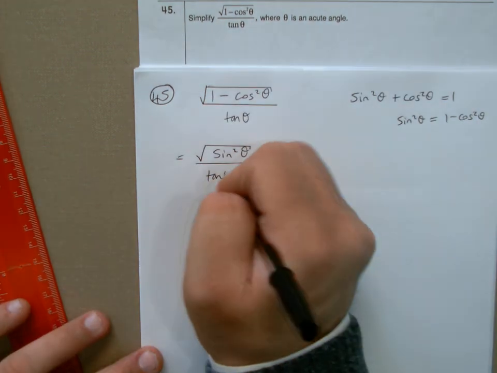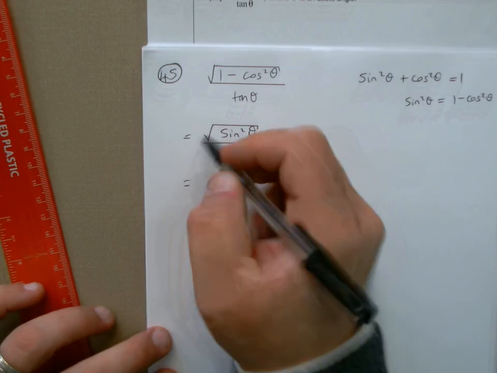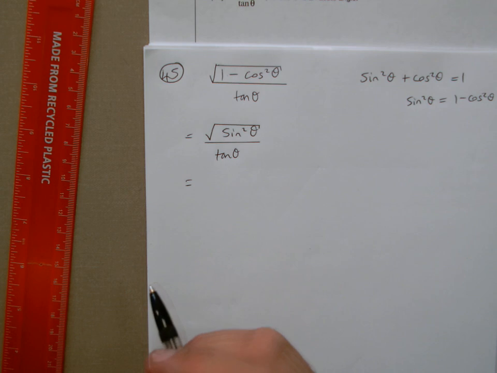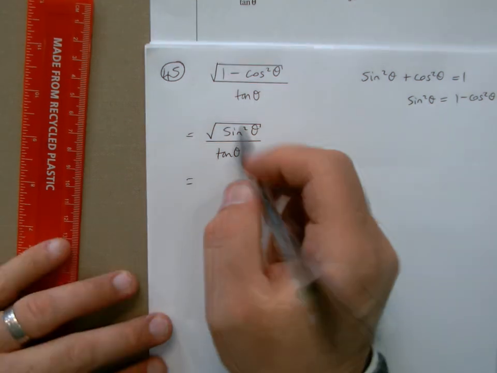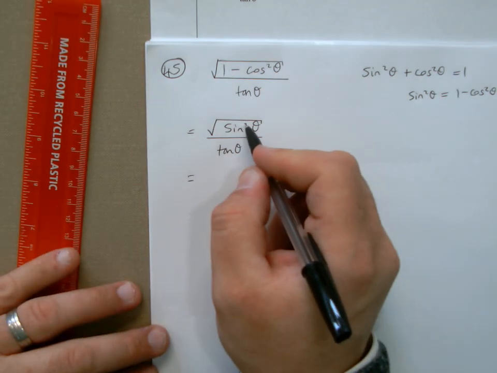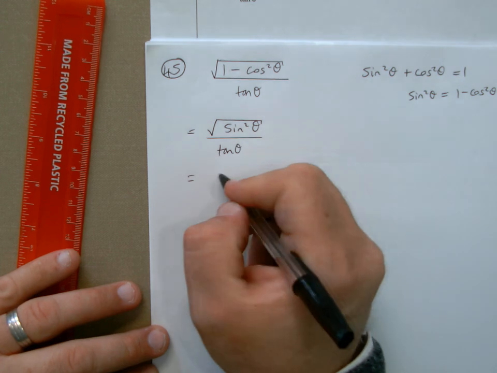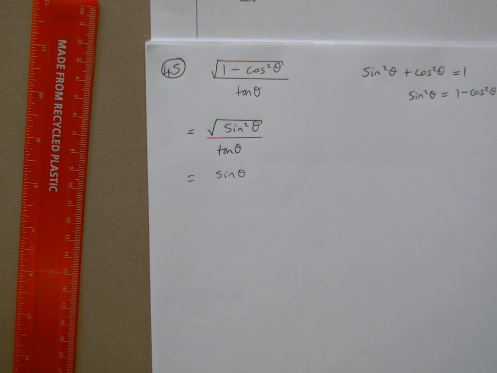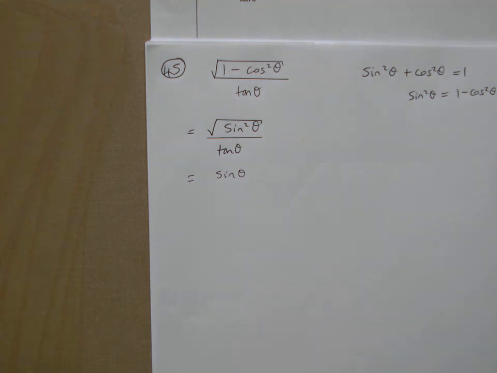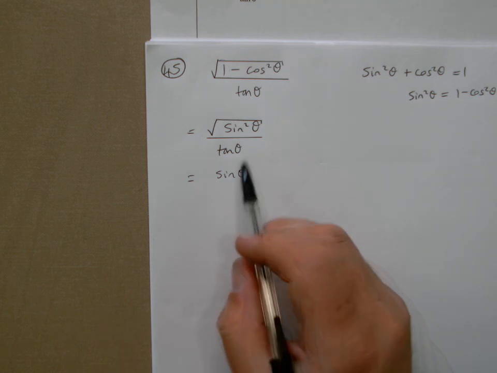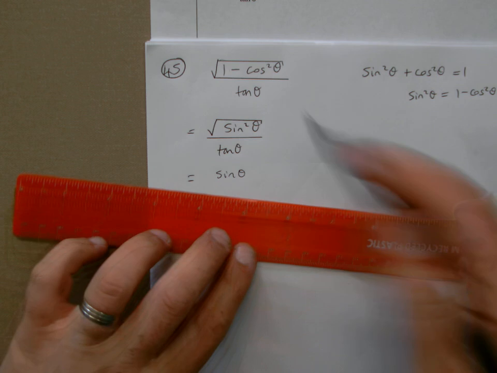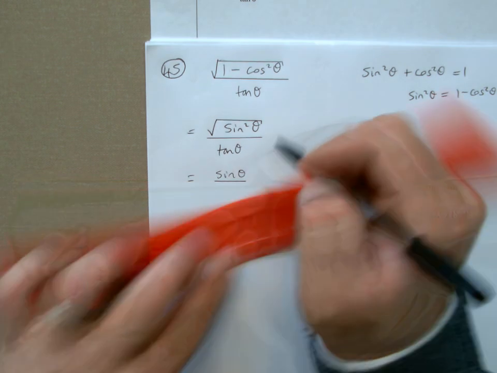over tan theta. Now, notice that I've got sine squared theta and then I'm square rooting it. So you're squaring something and square rooting it, which cancels out the effect of squaring. So we end up back at sine theta. If you square something, then square root, you're back to where you started. Just like 2 squared is 4, when you square root it, you're back to 2. So it's the same here. Sine squared, square root it, you're back to sine theta, all over tan theta.